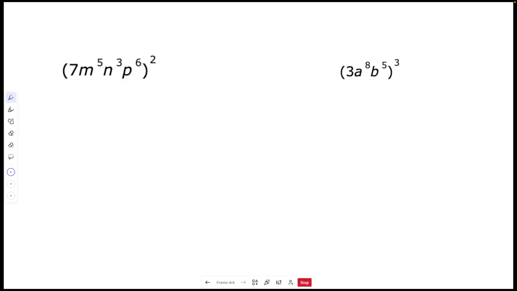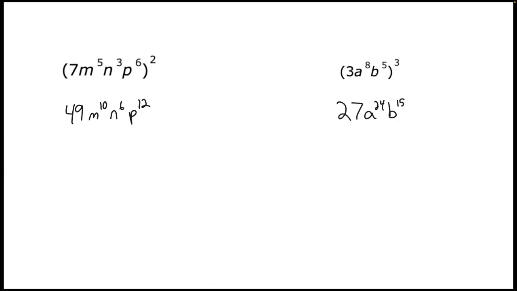Okay, now that you've had time to work these problems, let's check your solutions. All right, for the first problem, you should have gotten 49 m to the 10th, n to the 6th, p to the 12th. And for the second problem, you should have gotten 27, a to the 24th, b to the 15th.